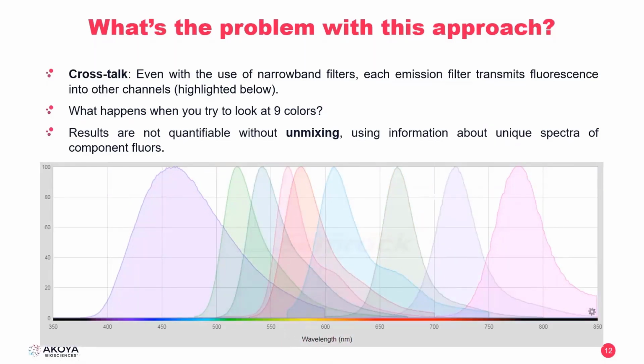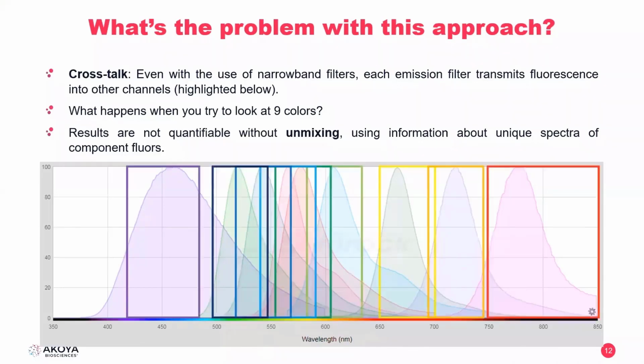So crosstalk and autofluorescence essentially always happen. Looking at lower numbers of markers can decrease the contribution of crosstalk, but it can't eliminate it completely. So what we need is a more sophisticated strategy to deal with these issues. As you can see here, we could try to play that narrowband filter game again, but it would never work because of all the crosstalk we get.